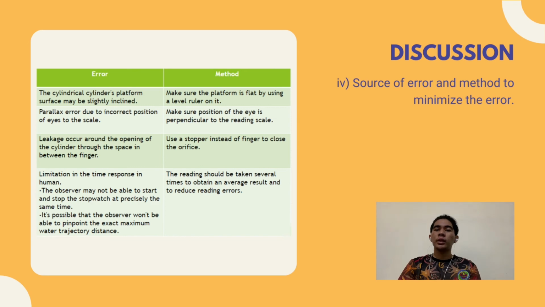And lastly, limitation in the time response of humans. It might be that the observer may not be able to start and stop the stopwatch at precisely the same time, or possibly the observer won't be able to pinpoint the exact maximum water trajectory distance. So to minimize this error, the reading should be taken several times to obtain an average result and to reduce the reading error. That's all from me. Thank you. I will pass to the next presenter.